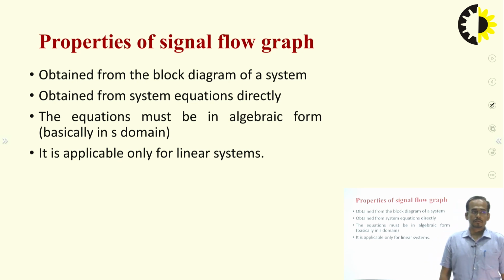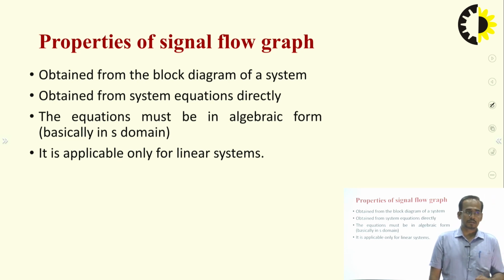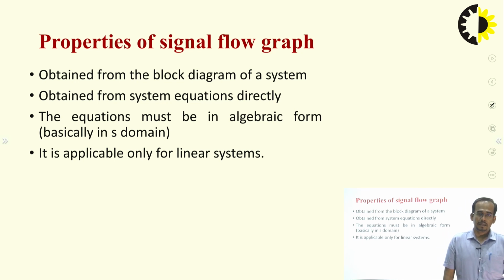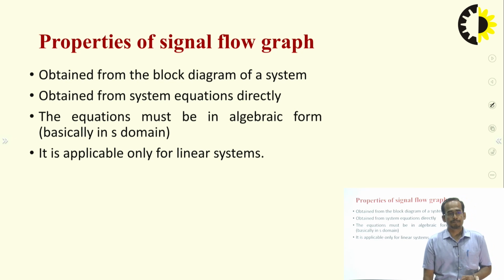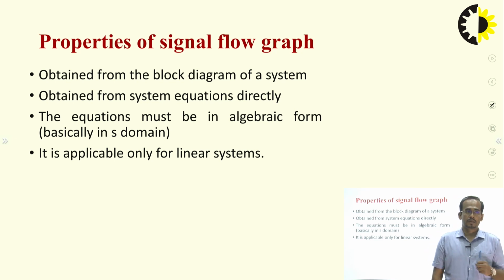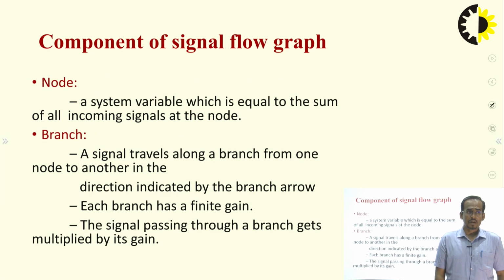So, in this signal flow graph, the equation must be in algebraic form, and this Mason's gain formula or signal flow graph is applicable only for linear systems. So, what are the components of the signal flow graph? The components are node and branch.